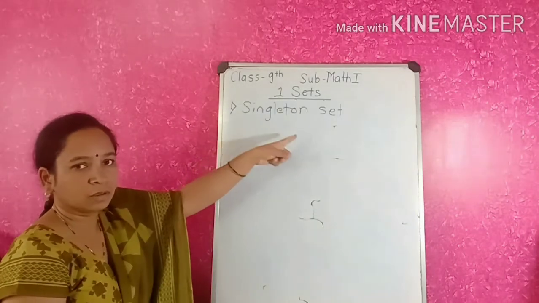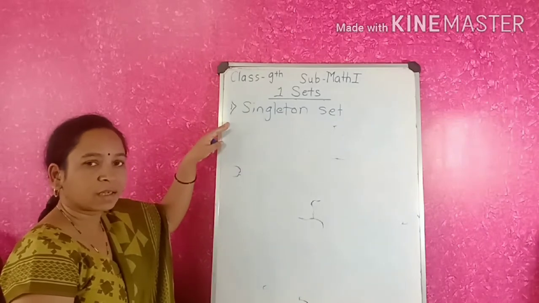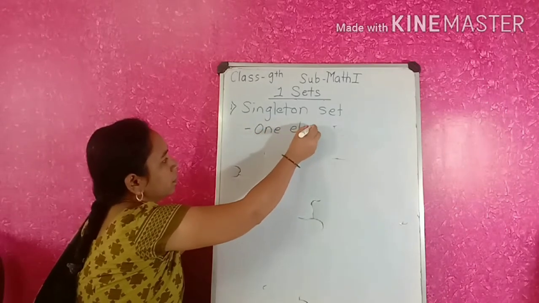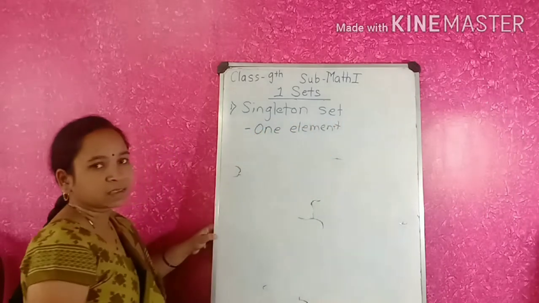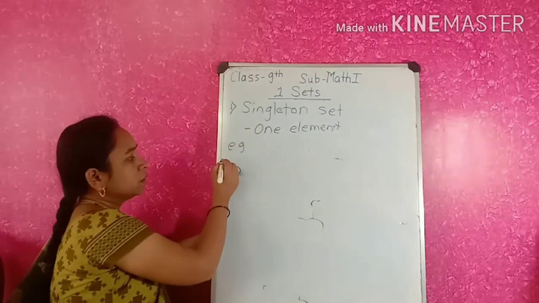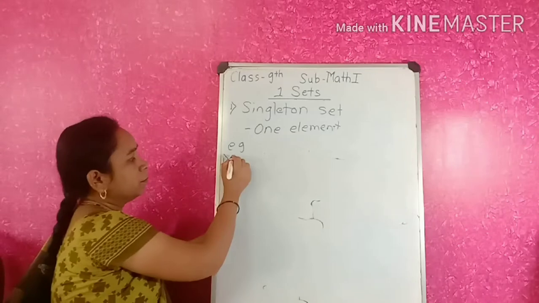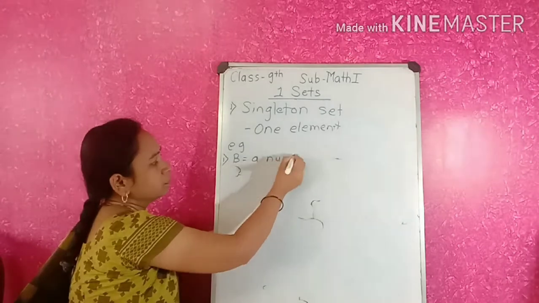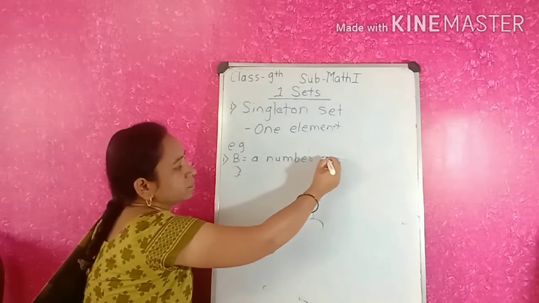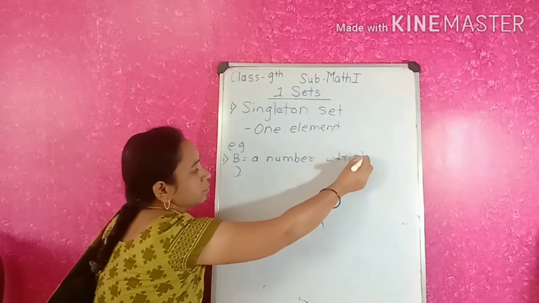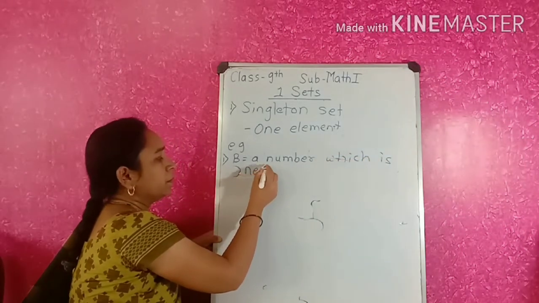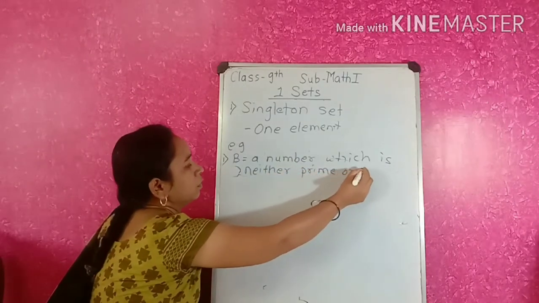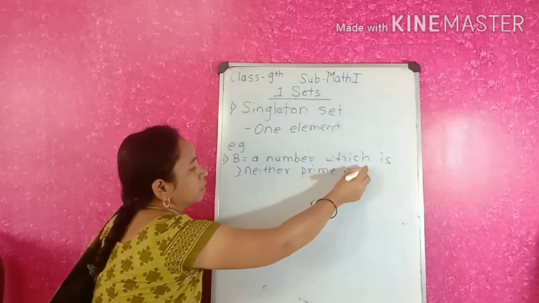First type, singleton set. This is a set which contains only one element. In singleton set, only one element. Let's see the example. For example, here first example we'll consider that B is a set of a number which is neither prime nor composite.